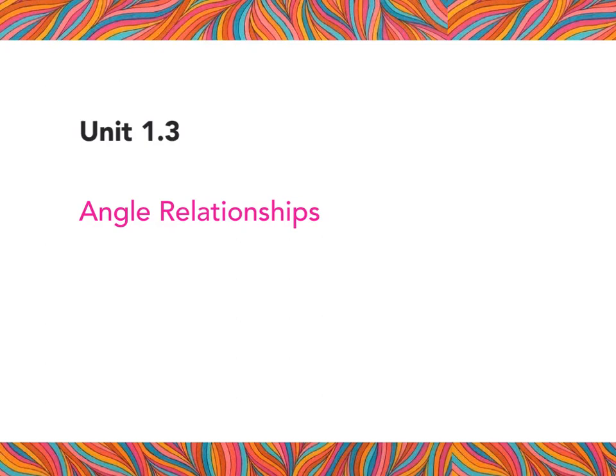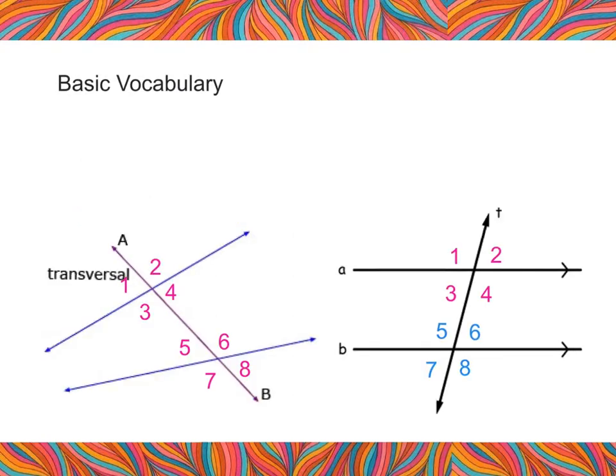This is the introduction to Unit 1.3, Angle Relationships. There's a lot of vocabulary in this unit. Luckily, you already know some of it. The first word, though, we're going to point out is the word transversal. You'll see this word a lot.